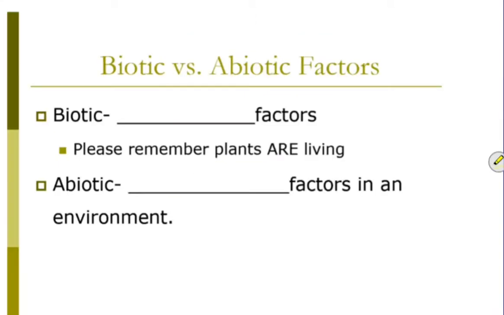Okay, we have discussed biotic and abiotic, but I can't remember us really writing it down anywhere. So I wanted to make sure we had it here. What does the prefix bio mean? Life. Okay, so biotic factors are living factors. And then anytime I put A in front of something, what does it mean? Not. So abiotic is our non-living factors.